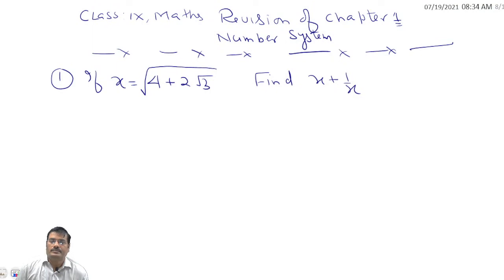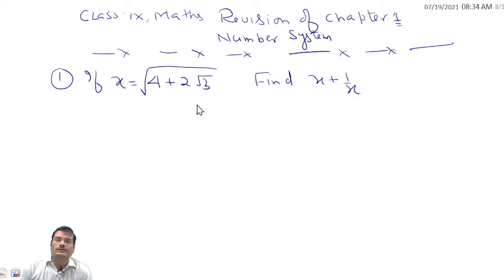Hello, today we have to solve some questions of our chapter, first number system. Let us start from the first question. The first question is: if x is equal to 4 plus 2 under root 3, find x plus 1 upon x. Means we have to find the value of x plus 1 upon x.